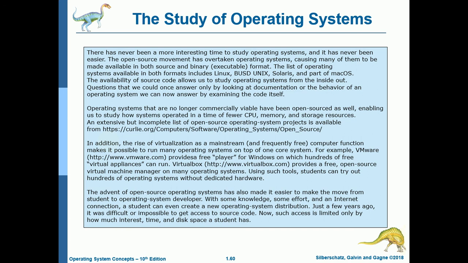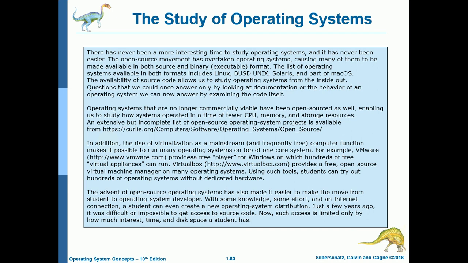So there has never been a more interesting time to study operating systems, and it has never been easier. The open source movement has overtaken operating systems, causing many of them to be made available in both source and binary or executable format. The list of operating systems available in both formats includes Unix, actually BSD Unix, Solaris, and part of Mac OS.